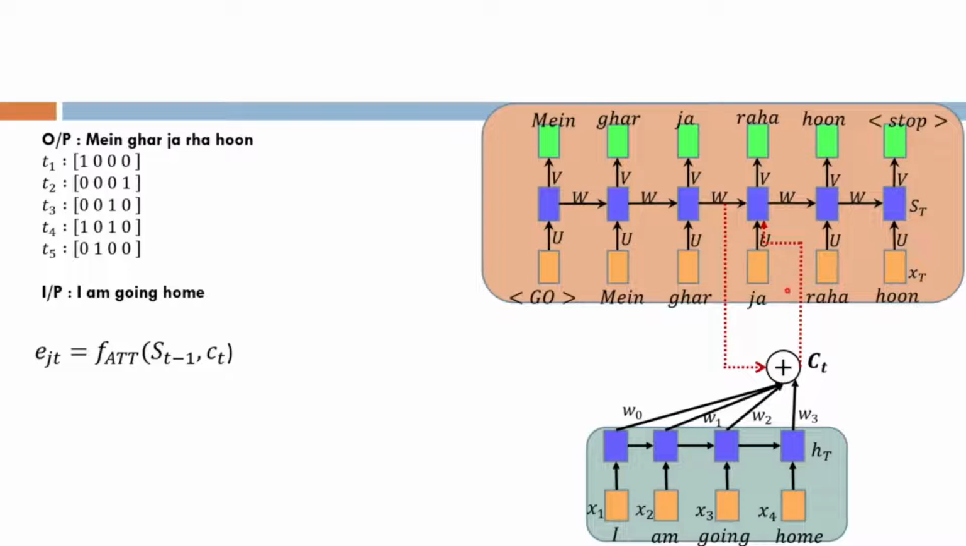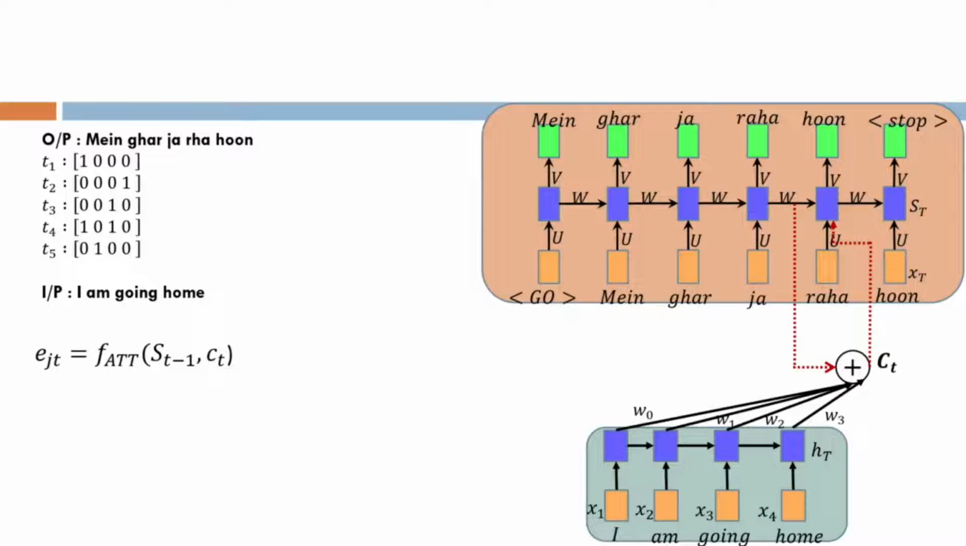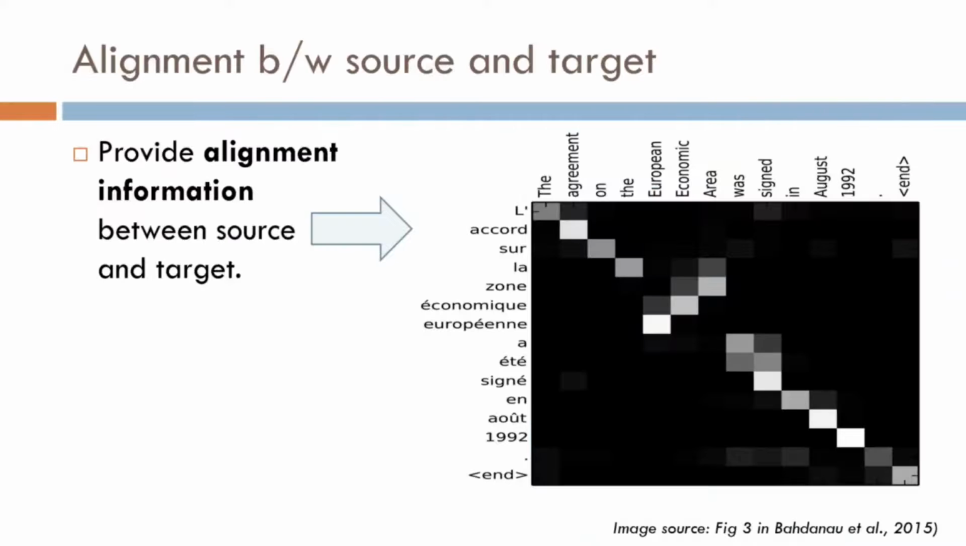Before we see the ways of computing the attention, the same thing. When we go to the next word, raha, the hidden state of the decoder from the previous step is fed along with the context vector to compute the attention score. This proceeds for every time step. So this is what we mean by the alignment between source and target.